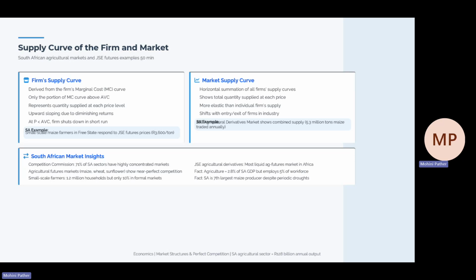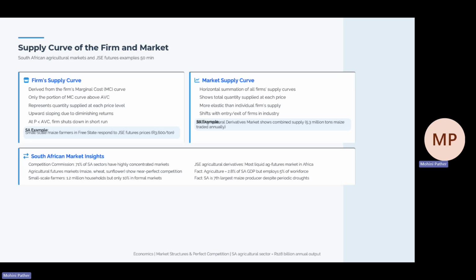The South African agricultural derivatives market showed a combined supply of 4.3 million tons of maize traded annually. So overall, we look at the total supply that is provided to the market and the price at which it can be absorbed into the market. Okay, so just some interesting facts about South Africa.